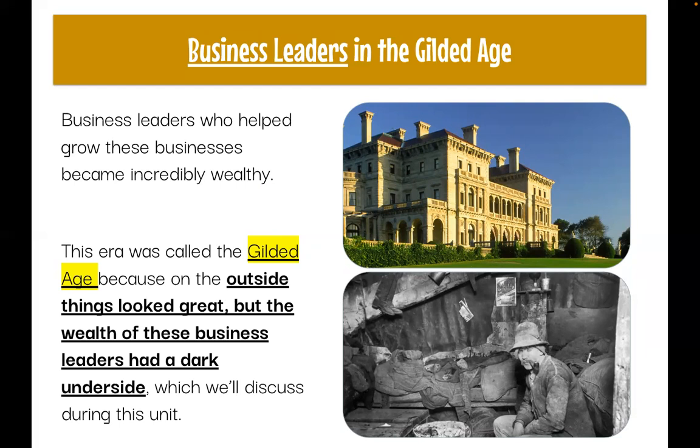The bottom picture, you're looking at poor housing, what most everybody else had with low wage working conditions. This was their living conditions for low wages. So that's why we called it the Gilded Age. Remember, it's gold plated. On the outside, things do look great. The wealth that business leaders have is astronomical, but there is this dark underside that we're going to discuss throughout the unit.